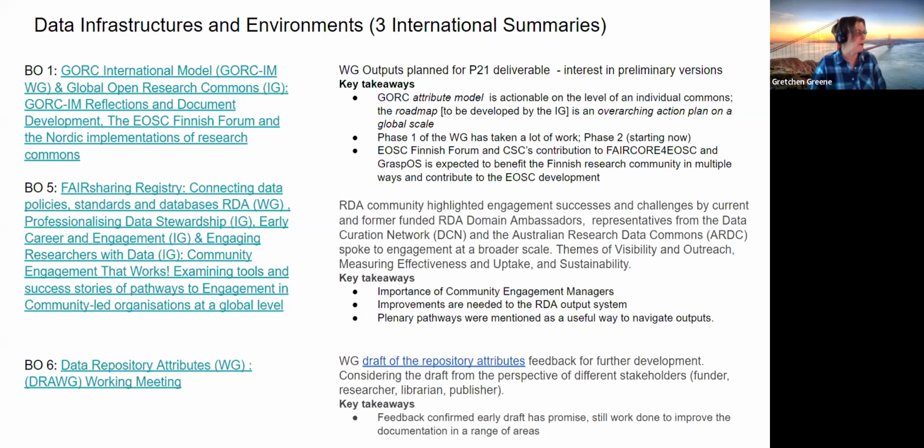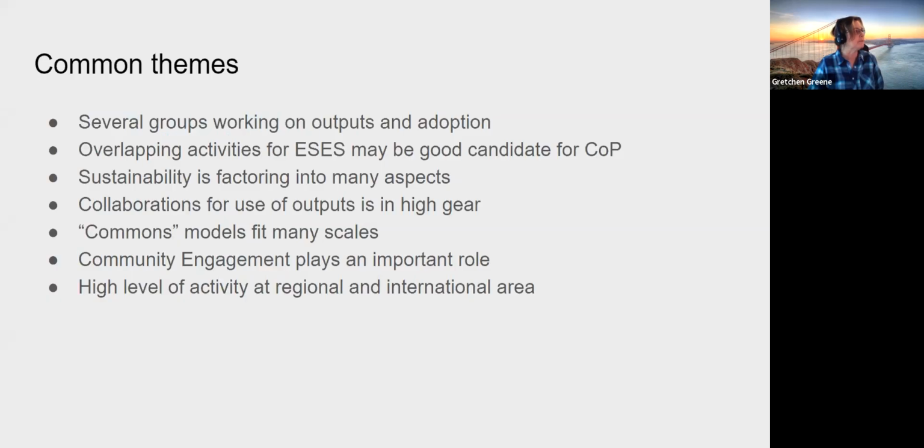And then lastly here, the third session summary here on the data repository attributes working group. They have a deliverable. Remember, working groups only have 18 months in life cycle, or the DRAWG working meeting. And they're coming up with a draft of repository attributes. And they're soliciting feedback, which they did in this session, for more development. And they're looking at the different stakeholders and how they would use these repository attributes. So the early draft is looking really good, and they're working on improvement of the documentation. Okay, so some of the themes, there was a lot covered again, where lots of groups are working on outputs and adoption. There's overlapping activities.